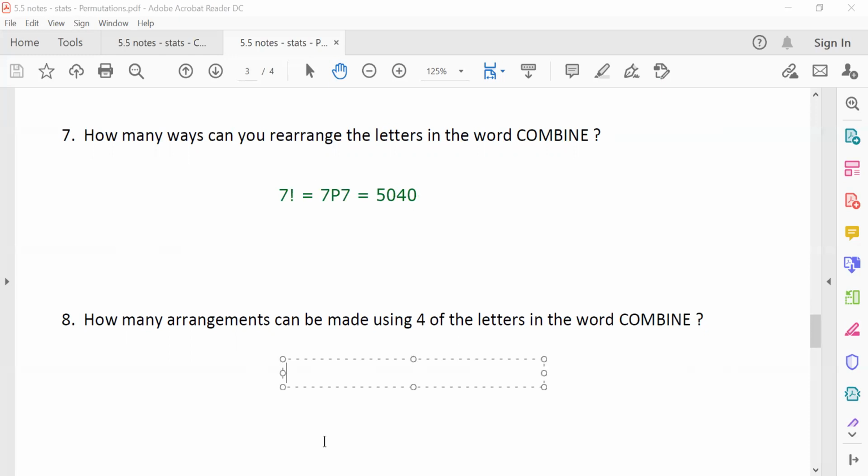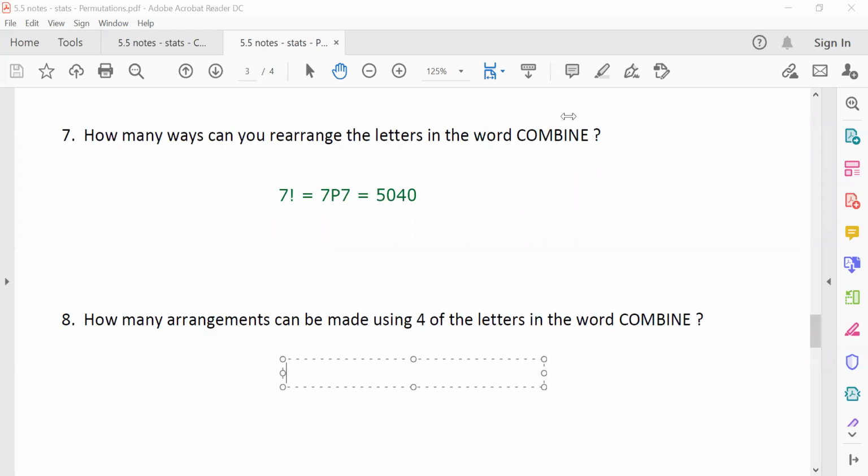How many arrangements can be made using just 4 of the letters in combine? So you take any 4 letters in the word, and then you rearrange those 4 letters. Why would you want to do that? I don't know. Maybe you're bored on a rainy day and you're interested in running a neato little experiment. Have at it, I say.